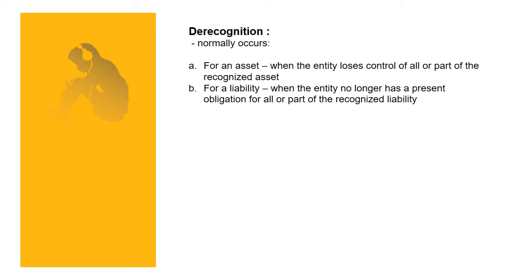Nasa statement of financial position kasi yung asset, liability, and equity. So, ibig sabihin, pag nabenta na si asset, pag na-expire na si asset, tanggalin mo na doon. Si liability naman, pag nabayaran mo na siya, ibig sabihin, hindi mo na kailangan i-disclose si liability doon.